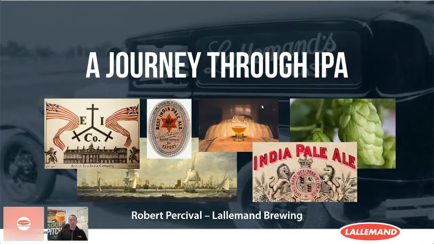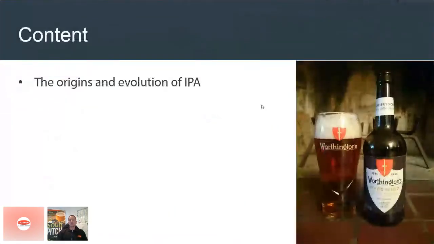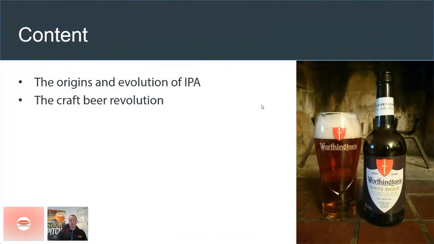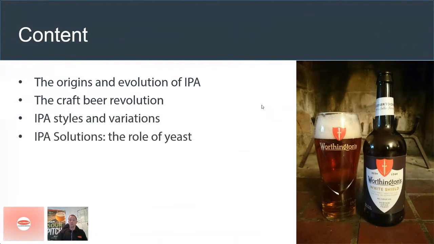So we'll have a look, first of all, at the content for today. As I say, we'll start with the evolutions and the origins of IPA. So we'll have a glance back through history of how it all started. We'll have a look at how the craft beer revolution came into being and how it reignited our love and passion for IPA. We'll look at some of the modern IPA styles and variations, and crucially, we'll have a look at IPA solutions, the role of yeast. Where does yeast come into the IPA story, and what's next in terms of fermentation for IPA? So let's start first of all with the origins and the story of IPA.